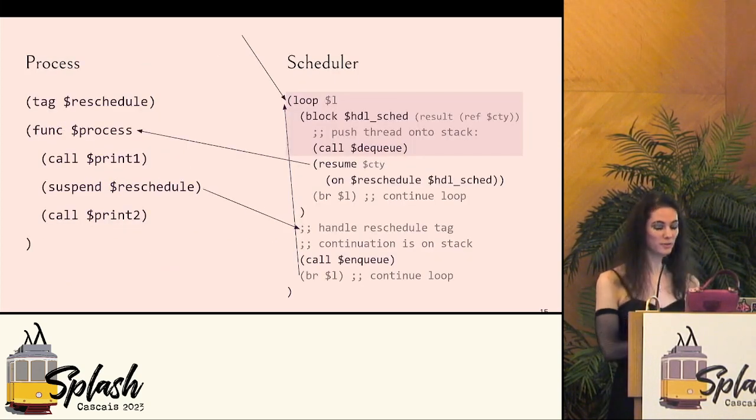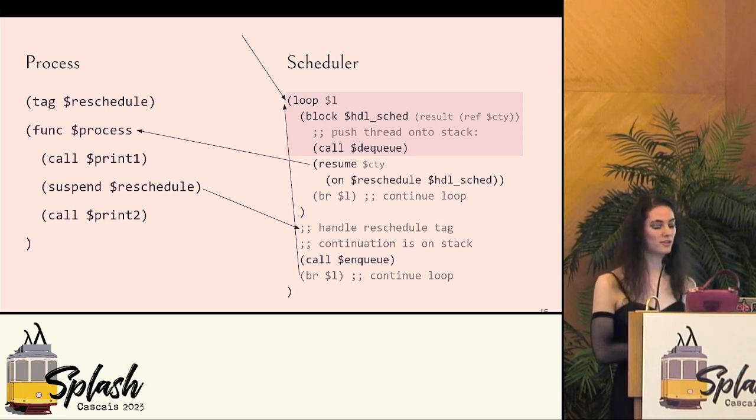So I think the best way to get into this is actually an example. On the left, we define a reschedule operation. And this is just a name that I've chosen. There's no reschedule syntax in WasmFX. But then we can use that in a process. So I've written this function that prints 1, and then performs the reschedule operation, and then prints 2. And that's all I've written.